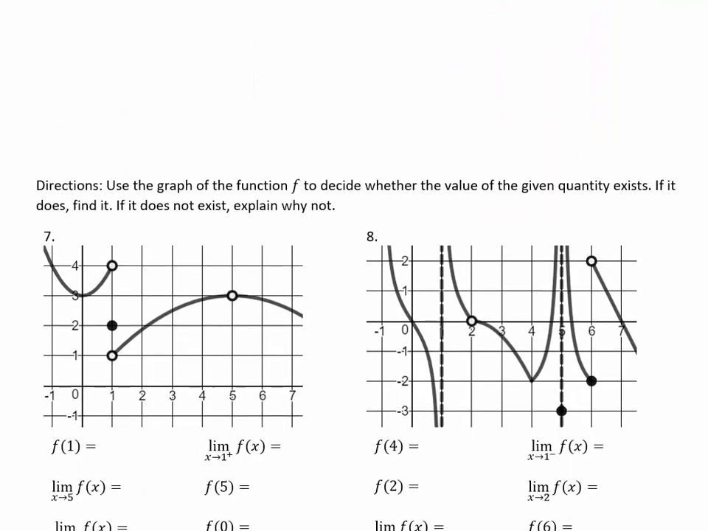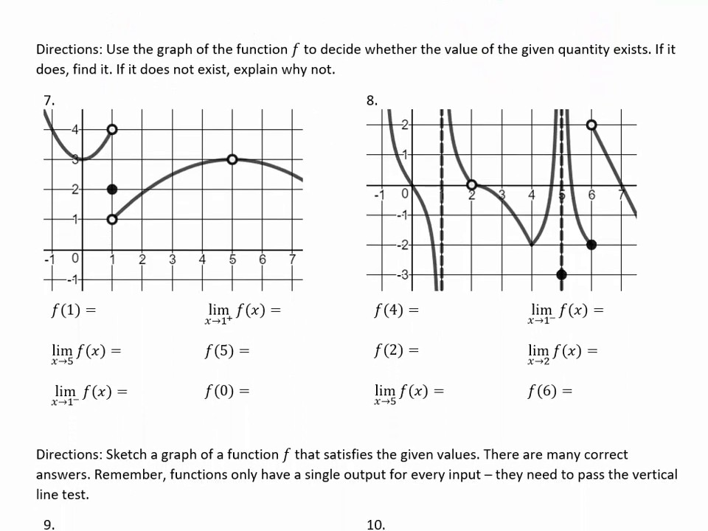All right, let's come down here and do problem number 7. It says directions. Use the graph of the function f to decide whether the value of the given quantity exists. If it does, find it. If it does not, explain why it does not exist. All right, so it's kind of the same thing as the last one. Just got a couple more questions to answer. And so here we go.